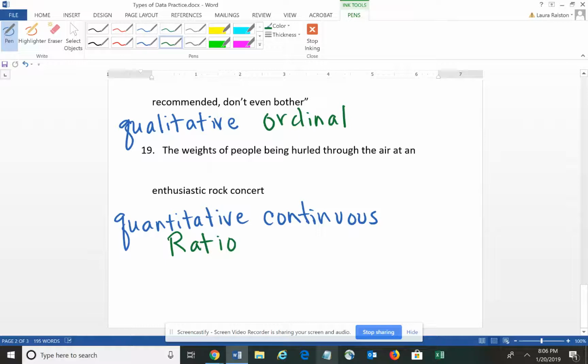The numbers on the shirts may have some sense of order to them, because probably the first person that checks in gets number one and so forth. So again, we could debate it. But really, honestly, it's being used as a label. So it's really just nominal, because whoever gets that number, it's purely random. So it's just nominal.